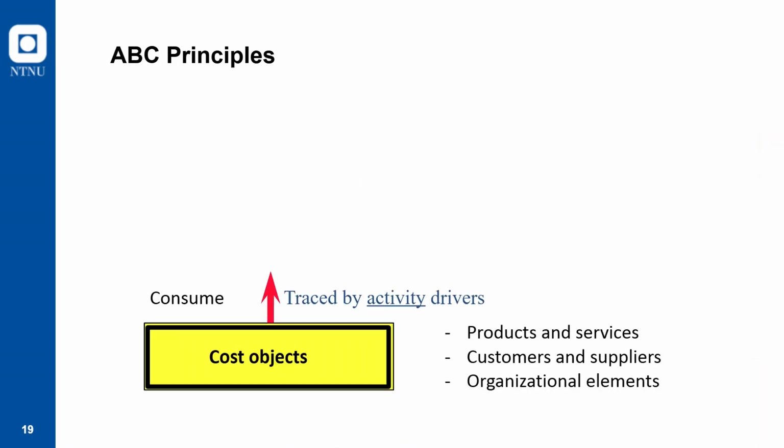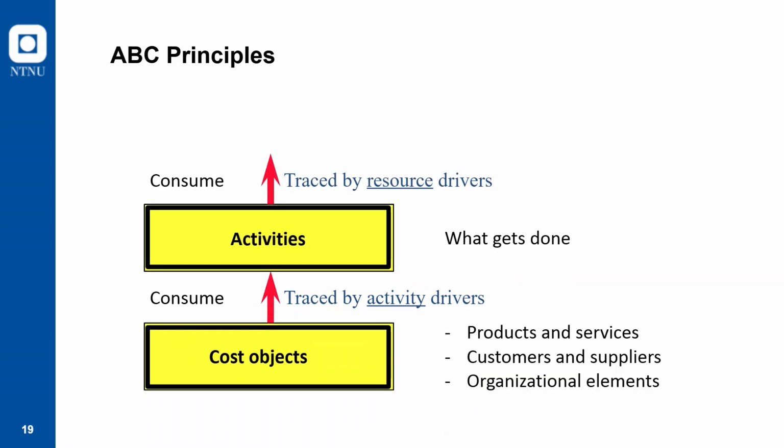Okay. So that leads us, of course, to the ABC principles. And this is stuff you know. And of course, at the bottom, you have the cost objects of various sorts. It could be products, services, customers, suppliers, organizational elements. It can be a lot of things. And they consume activities. And to trace this, we use activity drivers.